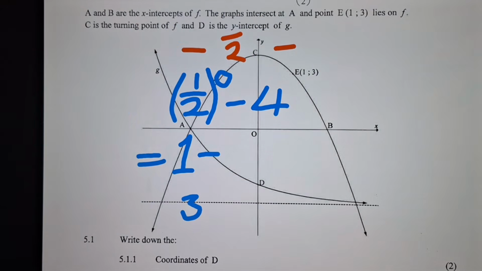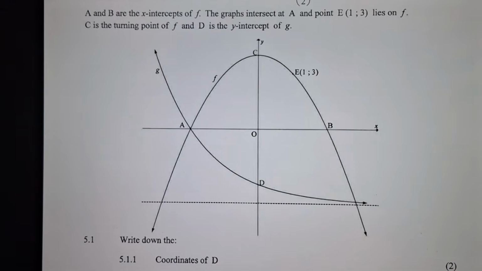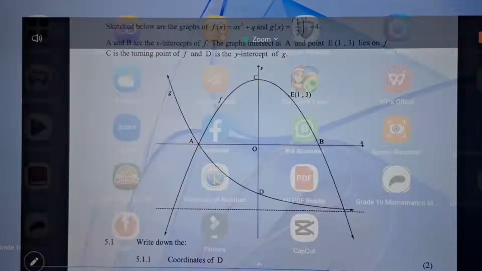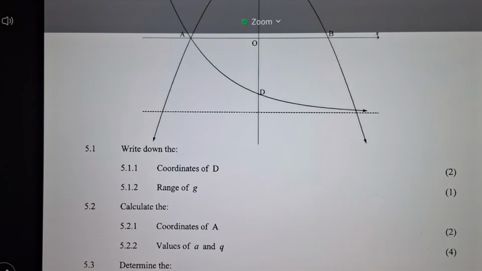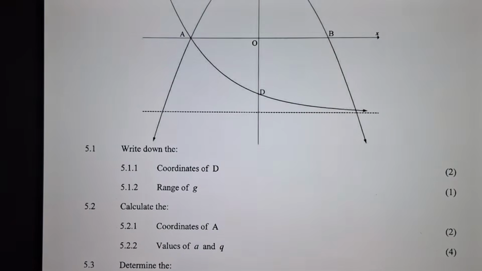We go to the next question, 5.1.2 again. Let me take it a bit higher so that everyone can see it. In 5.1.2, they ask for the range of graph G. First of all, you must know that when they talk about the range, they are talking about the y values. So they want the y values of graph G.